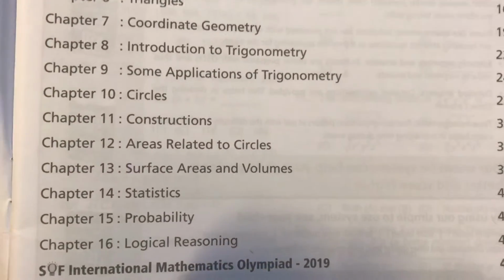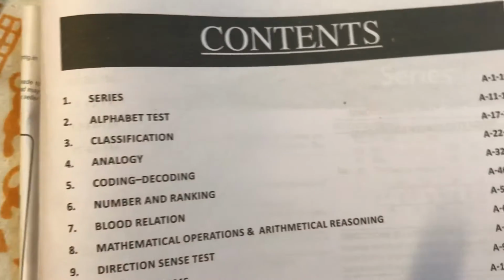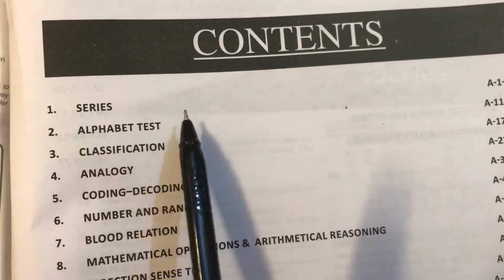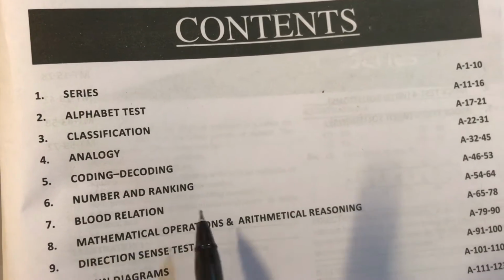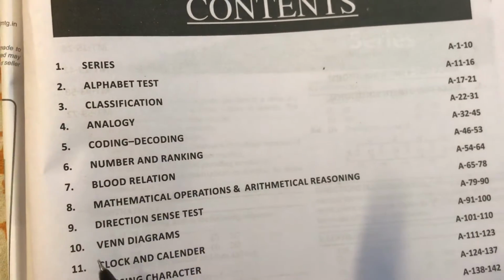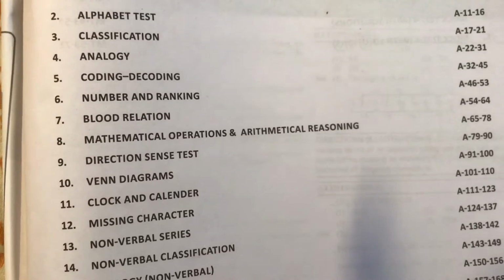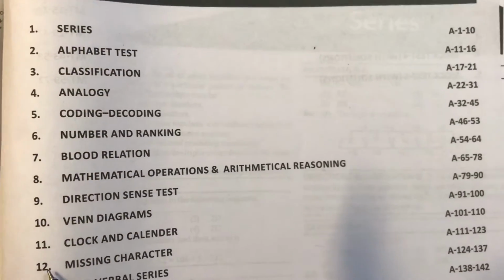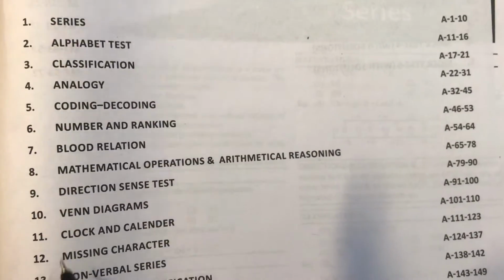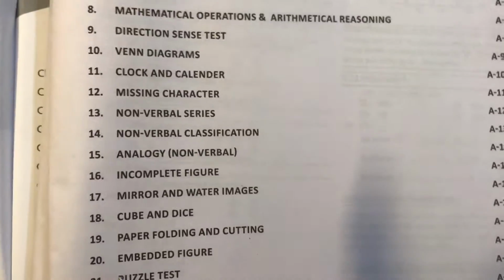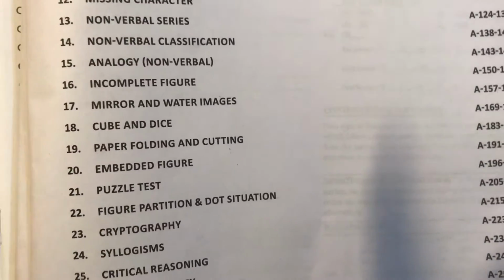Logical reasoning is divided into two segments, that is verbal and non-verbal reasoning. As you can see, the topics are series, alphabet test, classification, coding, decoding, number and ranking, blood relations. All the chapters we need to cover. Till the 12th topic, it's verbal reasoning. Now from topic number 13, it's non-verbal reasoning.